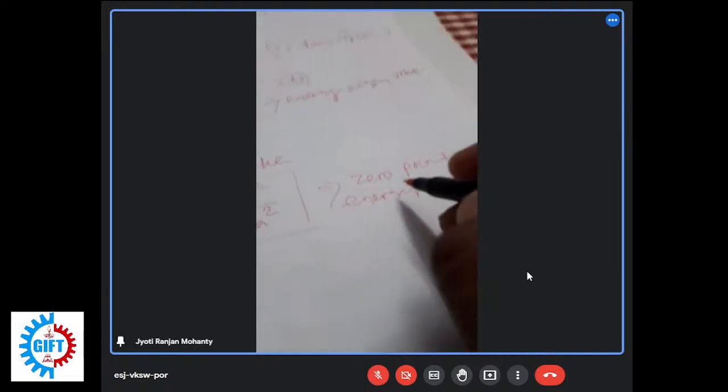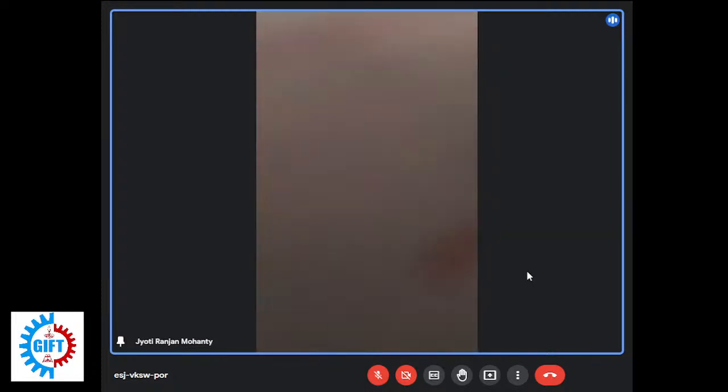or ground state energy. So write the definition: the energy possessed by the particle at the ground state is called zero point energy. This definition can come as a short question.